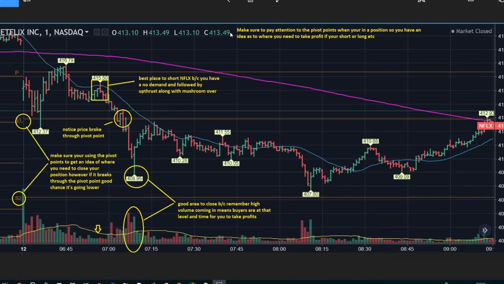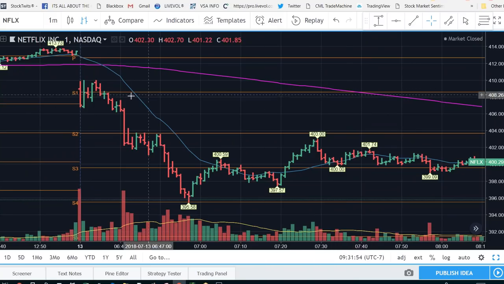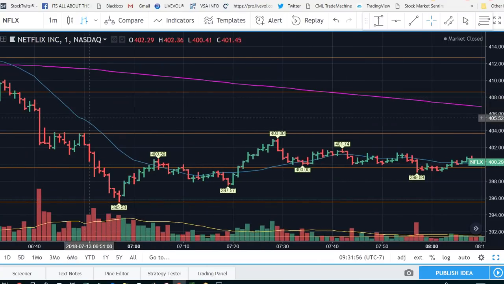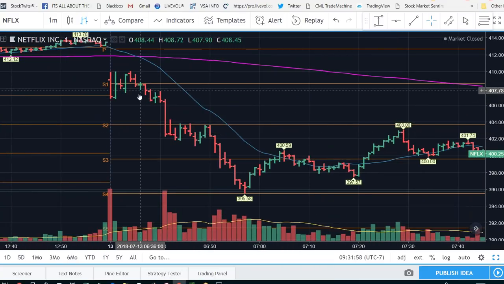So if we go back to the chart, let me show you on a live chart. Narrow spread, look at this. Narrow spread, low volume. This is not a no demand right here.